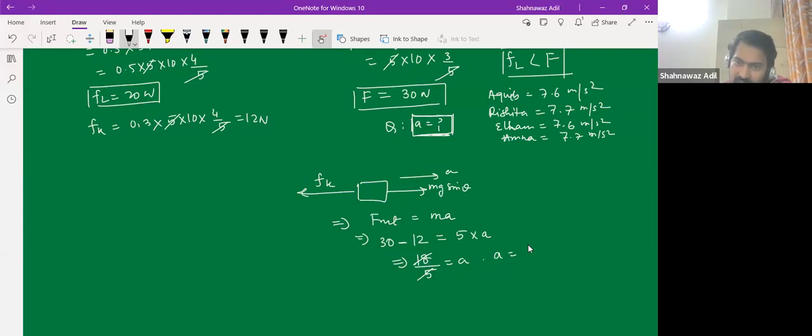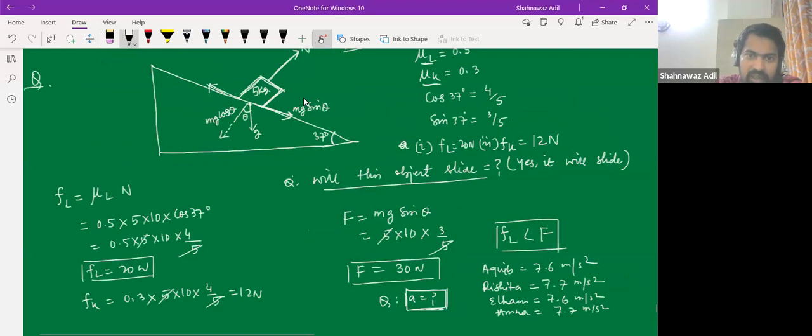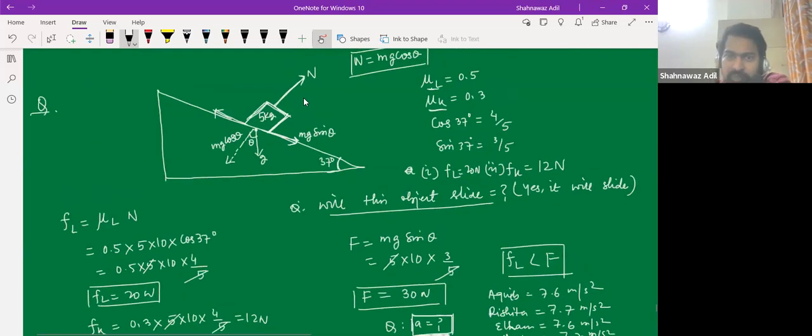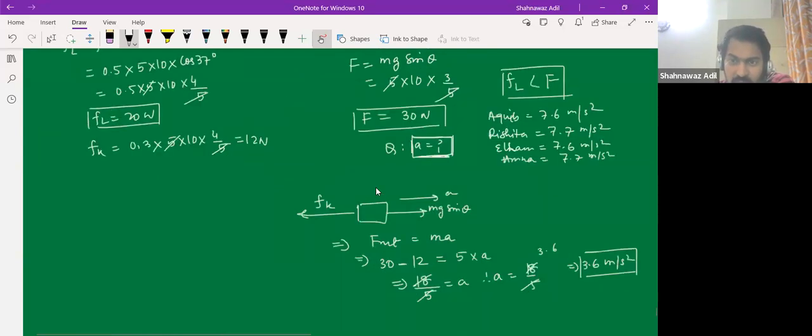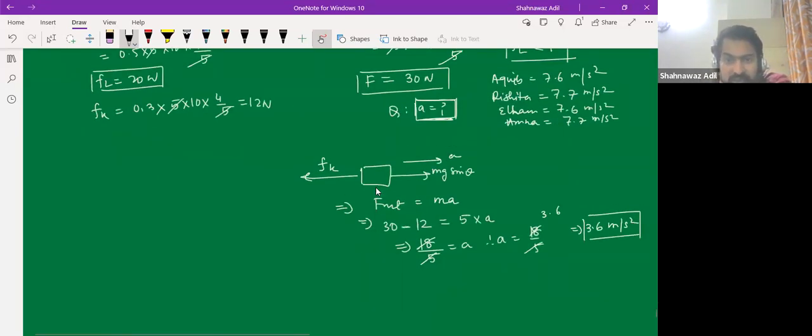So this is 18 by 5, which is 3 point how much? Okay, so 3.6. So 3.6 meter per second square. Right, everyone? So where did you guys get the wrong answer? I forgot to subtract it. Oh, so yeah, always remember the sign convention. Okay, so you guys please note it down, and then this friction would be over.